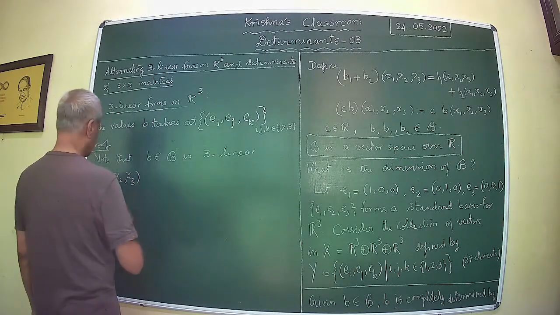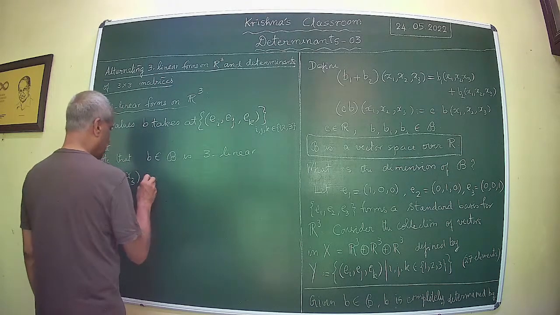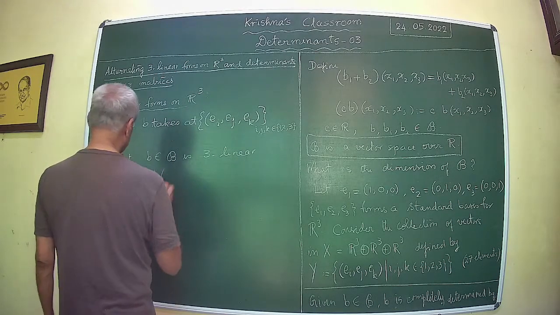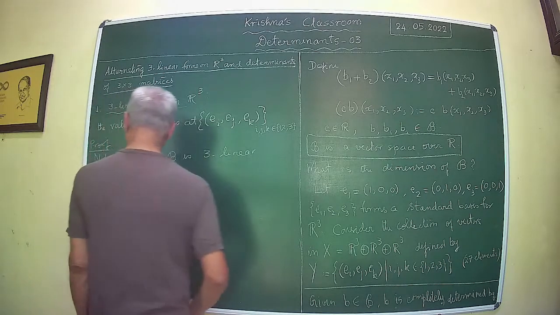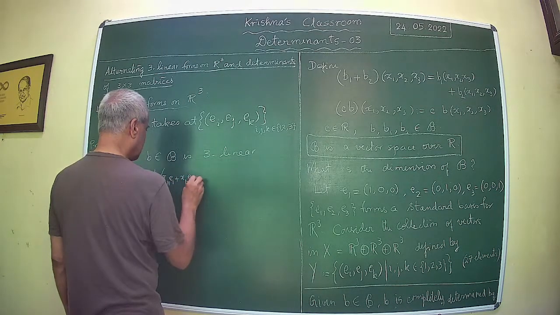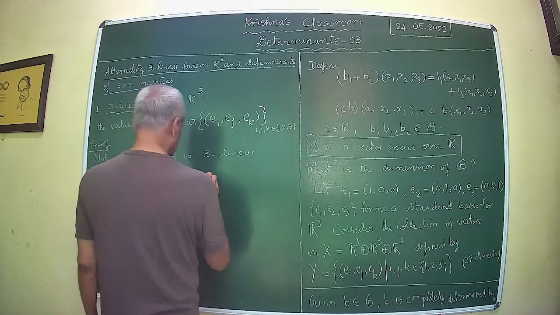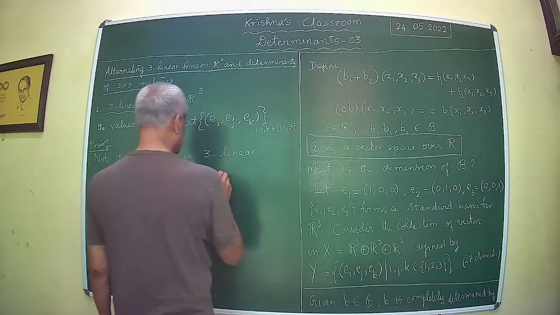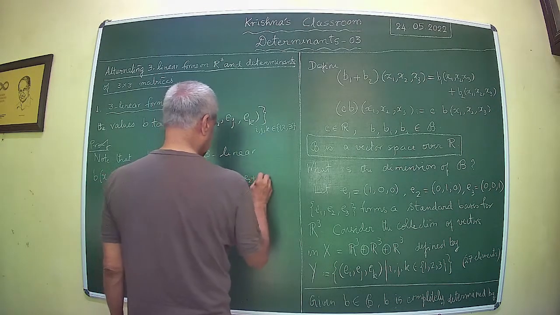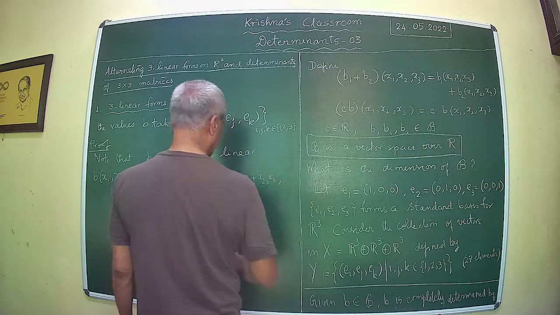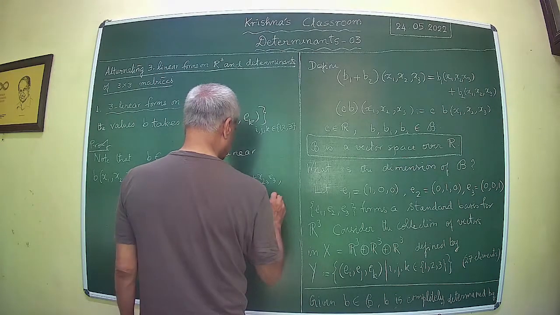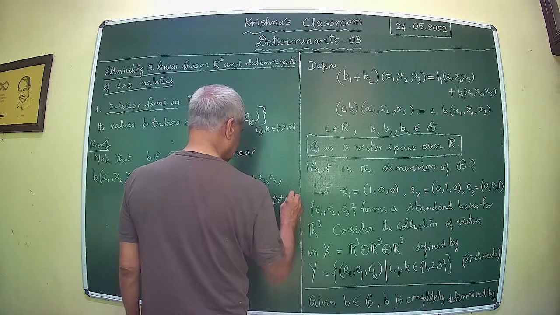Therefore, we compute what is B of x1, x2, x3. It is equal to B at, you can say, x11 E1 plus x12 E2 plus x13 E3, comma, x21 E1 plus x22 E2 plus x23 E3, comma, x31 E1 plus x32 E2 plus x33 E3.